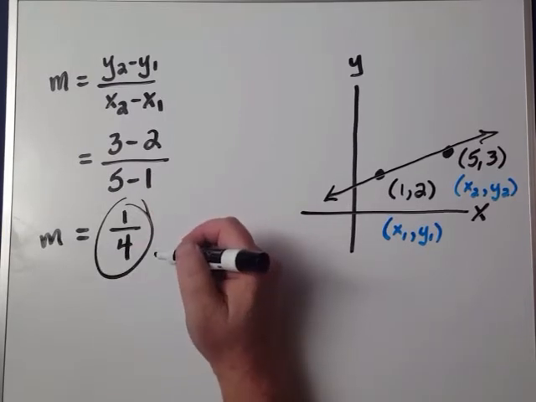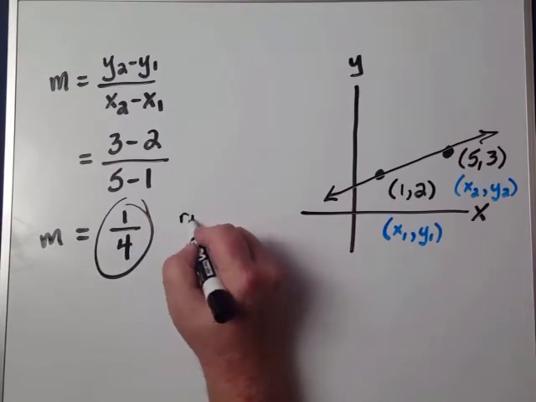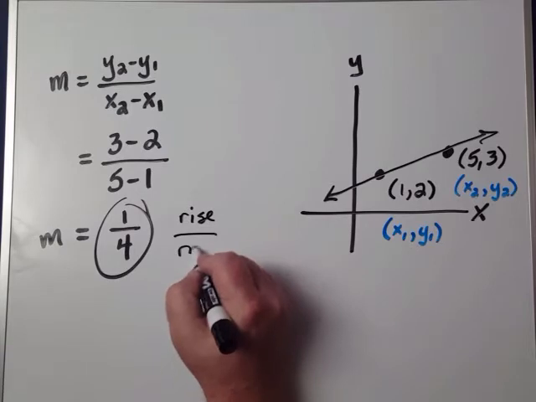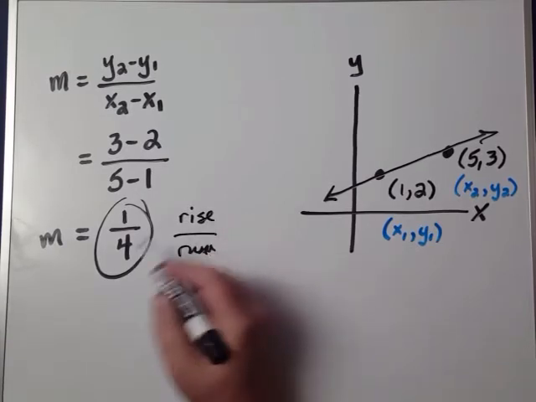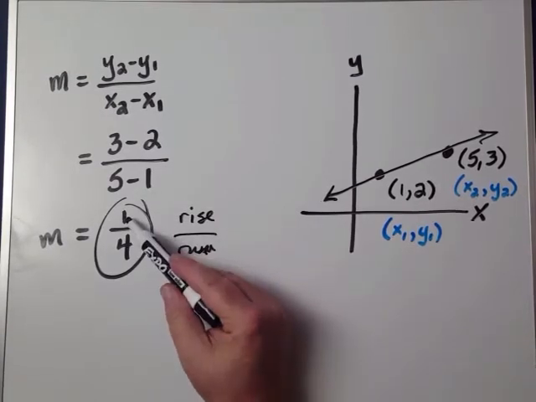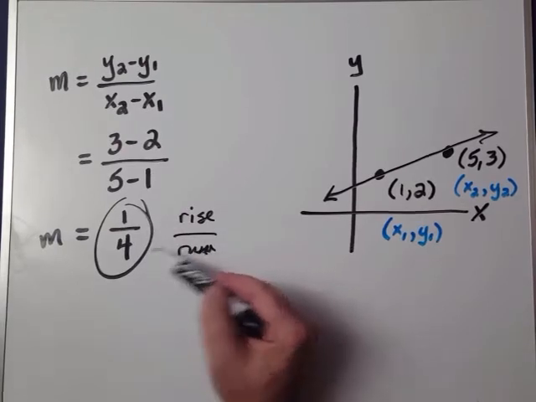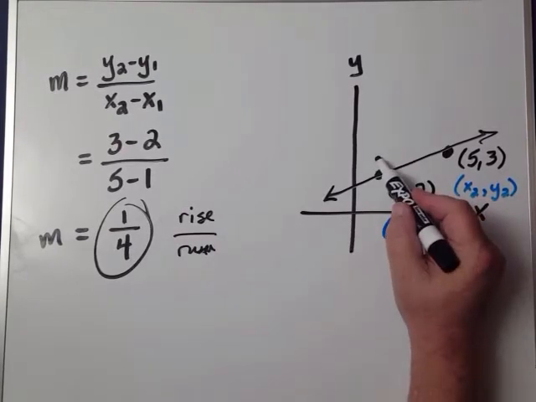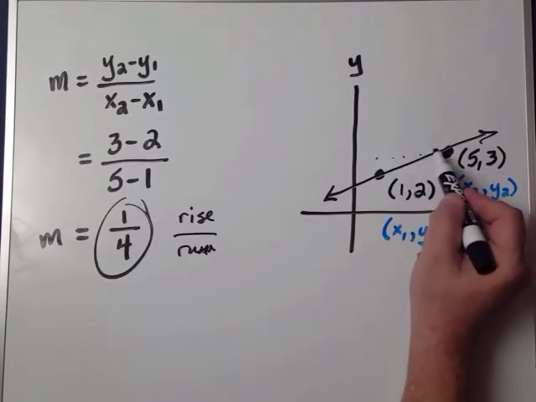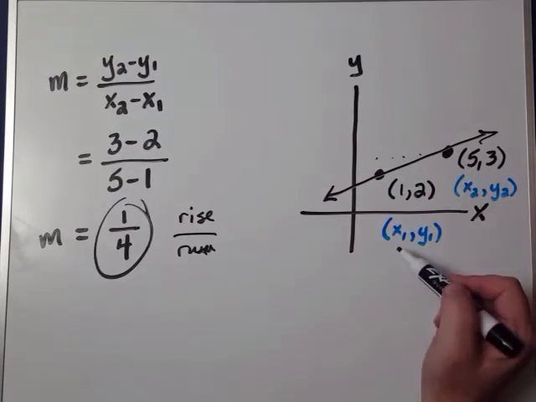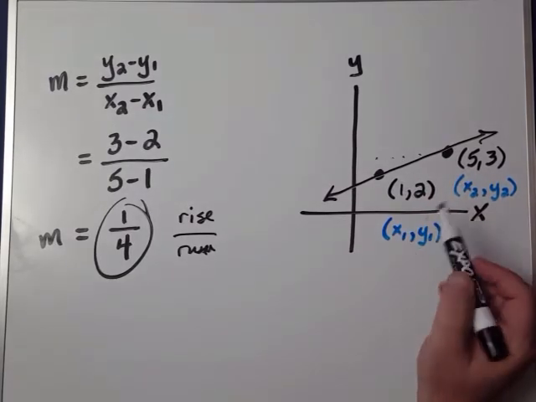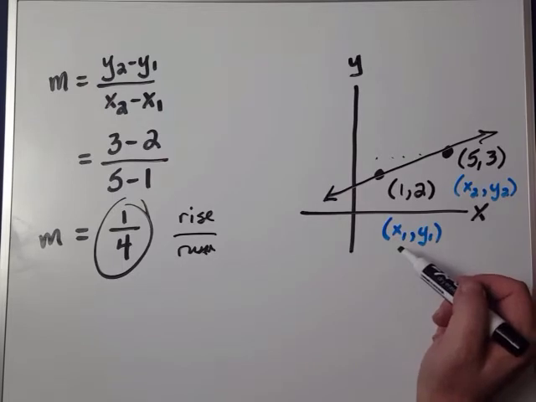What does that mean? Well, we can think of this as rise over run. In which case, we're saying every time we go what? Up 1 unit, we go over 4. Up 1 over 4. And that gives me the slant of that line.